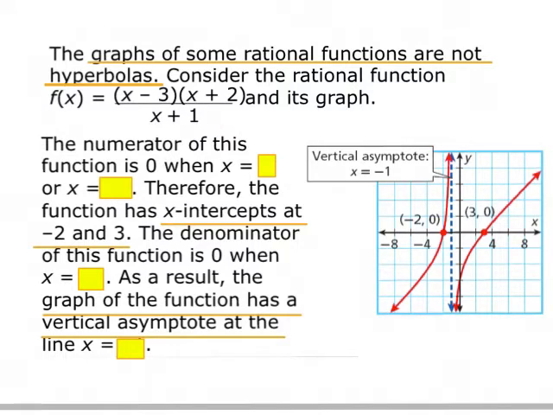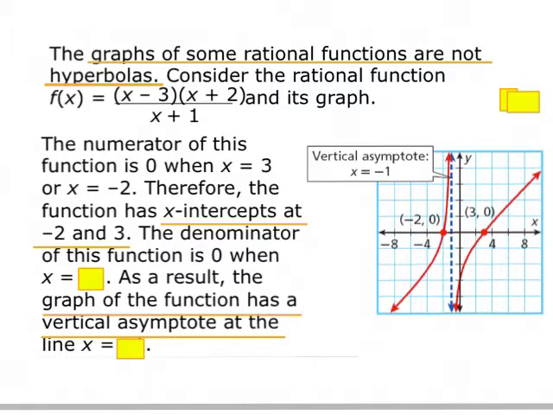Looking at the graph over here, notice where the graph crosses the x-axis. Look right here at -2 and at +3. Notice what would cause this function to go to 0 if I plug a 3 in there or if I plug a -2 in there. If I want to find the zeros of the function, I would simply set the numerator equal to 0 and solve. So our x-intercepts will be 3 and -2.